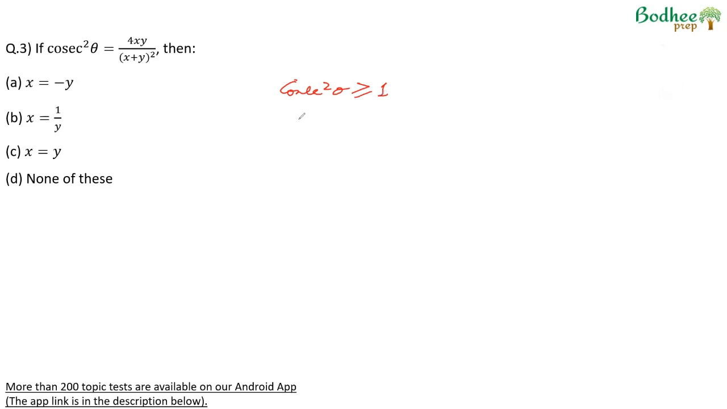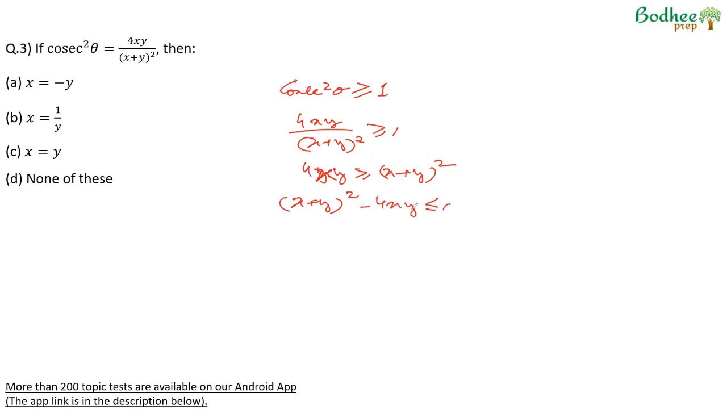This further means that 4xy upon x plus y whole square is greater than or equal to 1, which further means that 4xy is greater than or equal to x plus y whole squared. Since it is a square, so positive, it can be cross multiplied, which means x plus y whole square minus 4xy is less than or equal to 0. X square plus y square plus 2xy minus 4xy is less than or equal to 0. X square plus y square minus 2xy is less than or equal to 0, which means x minus y whole square is less than or equal to 0.